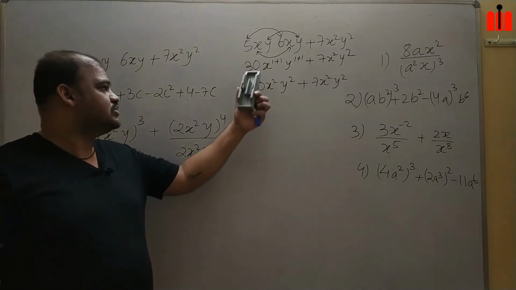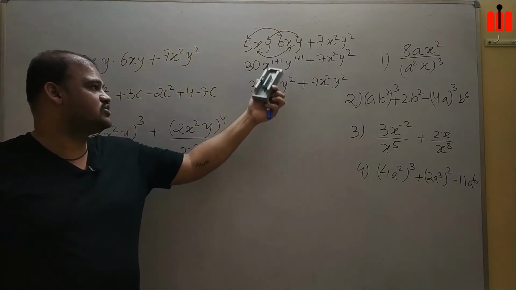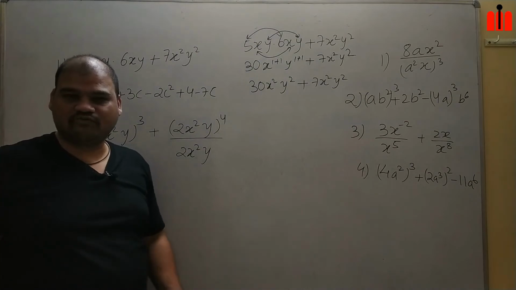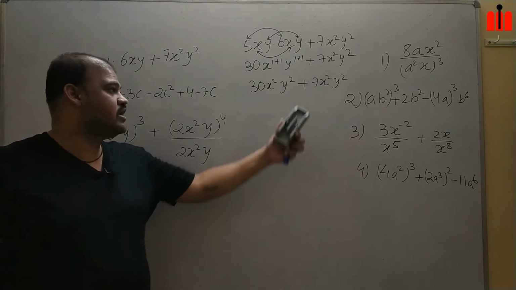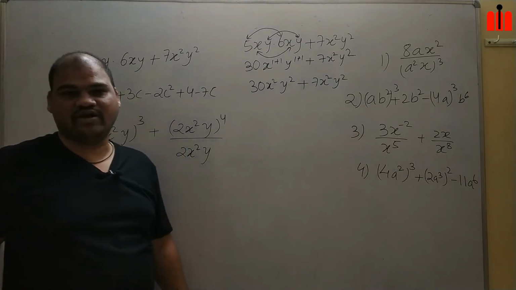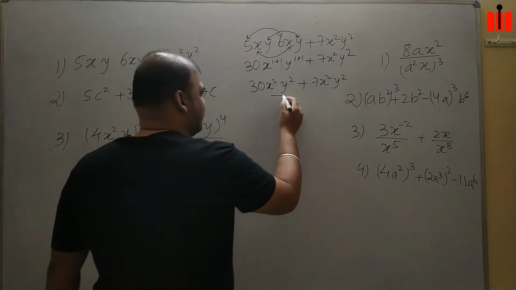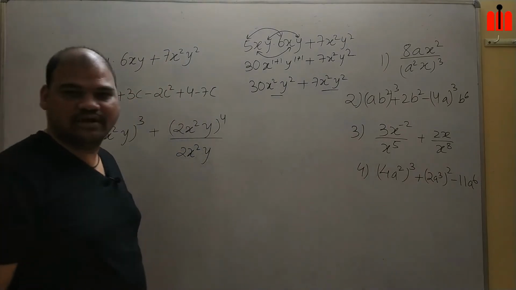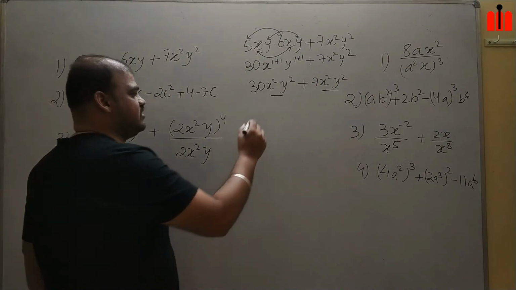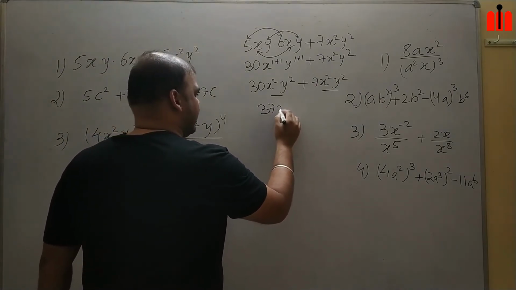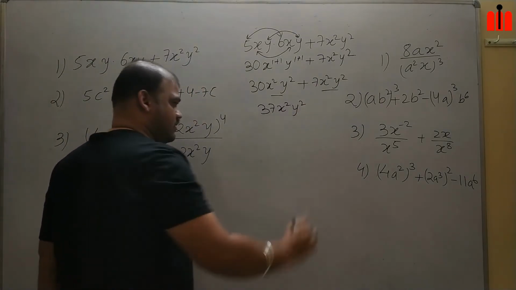Got it? So this is 30, and x to the power of 1 plus 1 is x to the power of 2, x square. Y to the power of 1 plus 1 is y to the power of 2, y square, and here it is 7x square y square. Now x square y square and x square y square, both of them have become like terms. So it will be 30 plus 7, 37. So 37 x square y square.